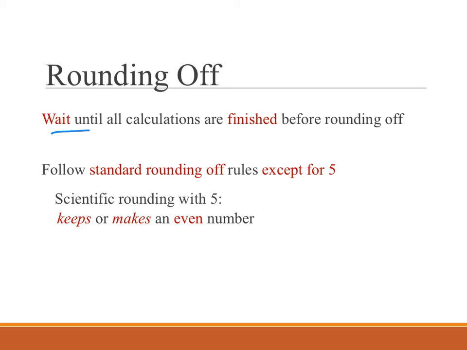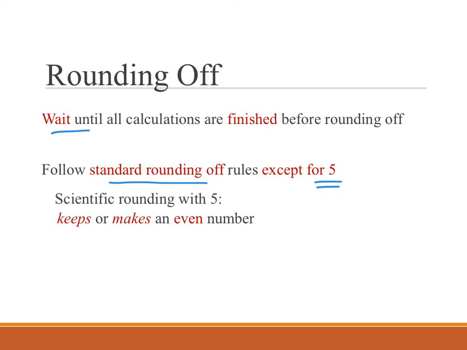So you've done rounding off for years in math class, and you follow the standard rules on whether you round up or round down, depending upon what the number is next to the place value where you're going to round to, except for 5. In science, 5 is treated differently.